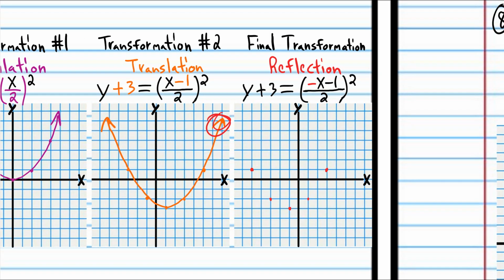This point is 1, 2, 3, 4, 5, 6, 7 units from the y-axis, so we're going to go 7 units on the other side. 1, 2, 3, 4, 5, 6, 7. So that's there. And this point is 1, 2, 3, 4, 5 units from the y-axis. So we're going to go 5 units across the other side. 1, 2, 3, 4, 5.